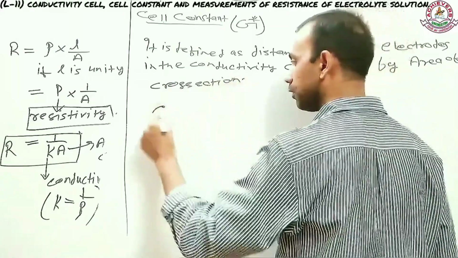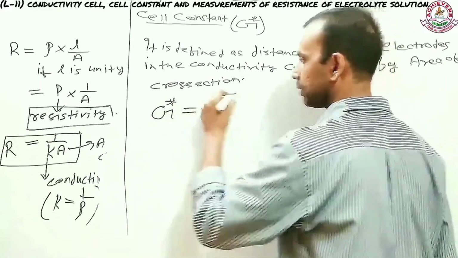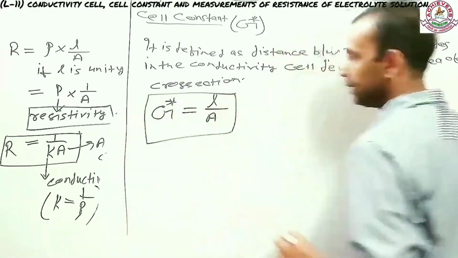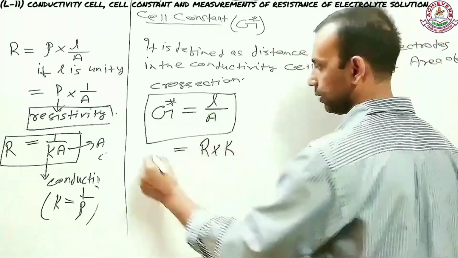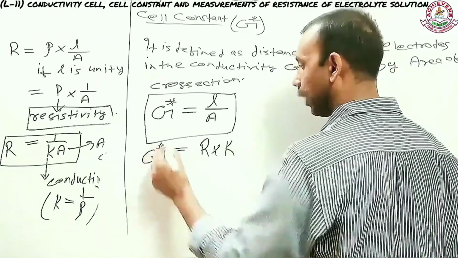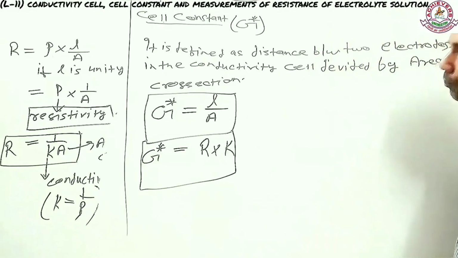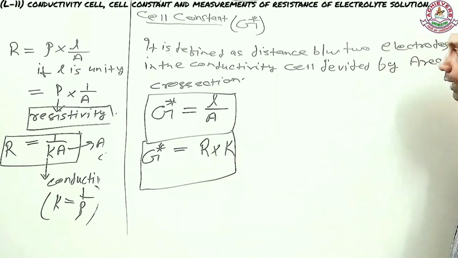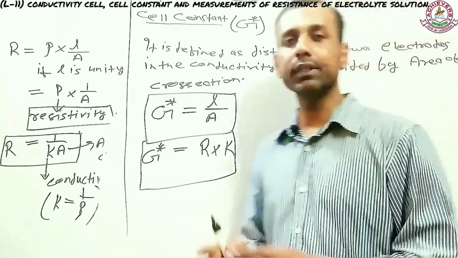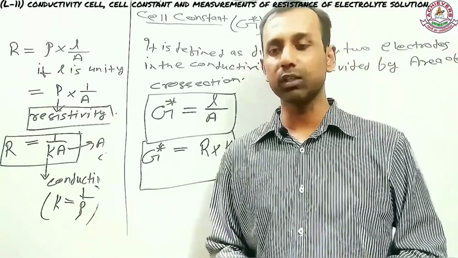So what that means? G star is equal to L by A. So this is the formula right here. G star is also equal to R into K. How does this come out? You just need to dig a little bit on your own. We just need to solve them, and you will get R into K here. So G star is also calculated as cell constant. Different conductivity cells have different cell constants. Maybe one is larger, so it has a different cell constant. One may be smaller, so it has a different cell constant.